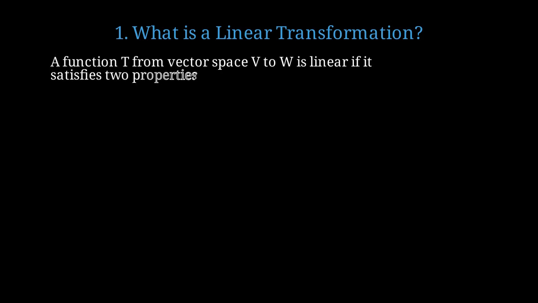A function T from vector space V to W is linear if it satisfies two key properties. First property, T preserves addition. The transformation of u plus v equals T of u plus T of v. Second property, T preserves scalar multiplication. The transformation of c times u equals c times T of u.